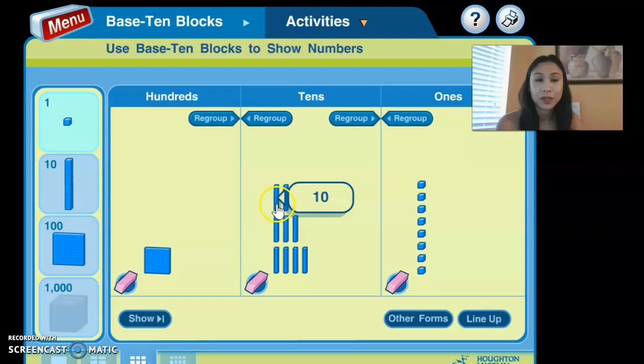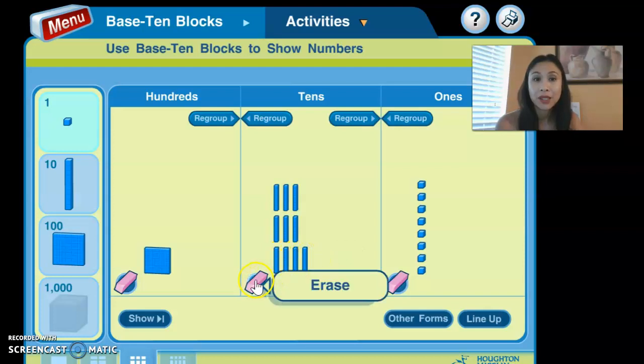Let's see. 1, 2, 3, 4, 5, 6, 7, 8, 9, 10. Yes, we do. We're going to take away 3 tens. And then I think that's it. There are no hundreds to take away. So let's count up how many we have left.